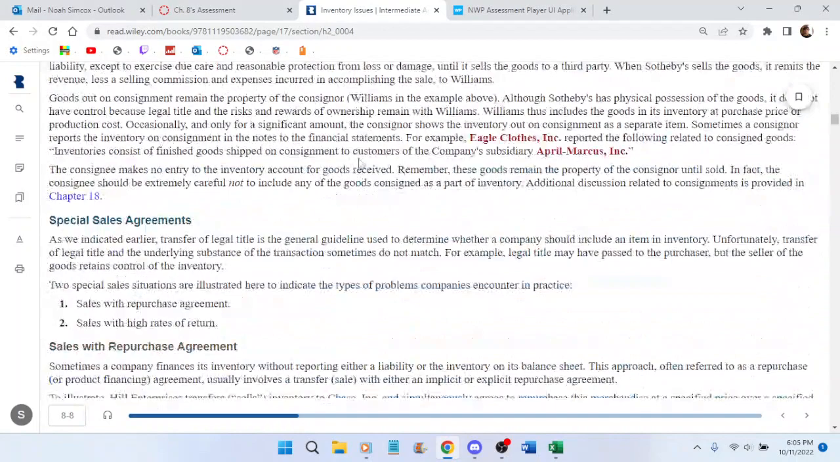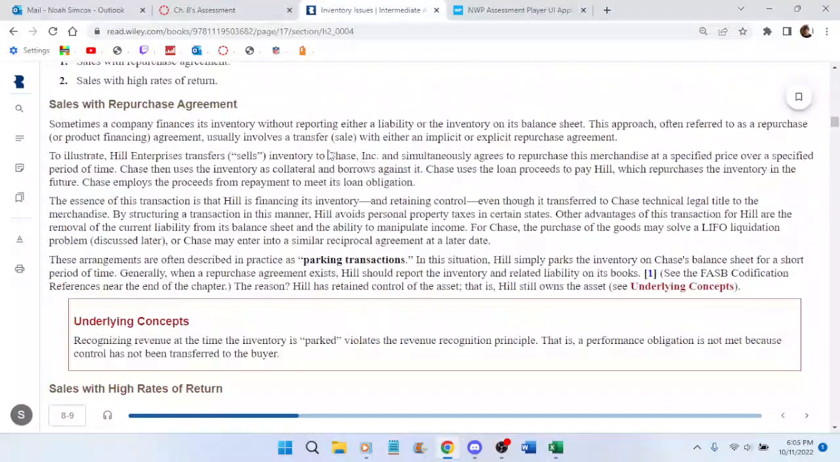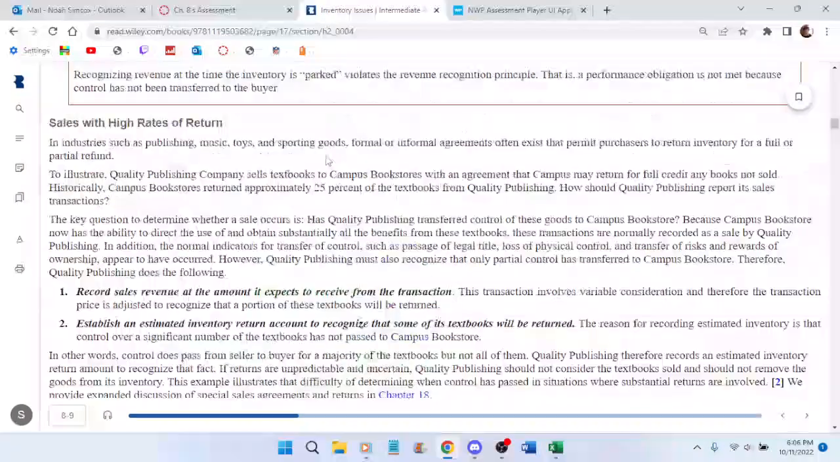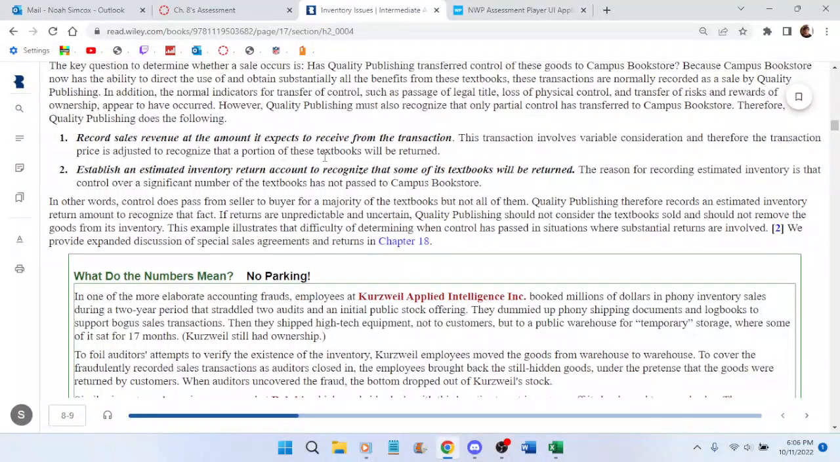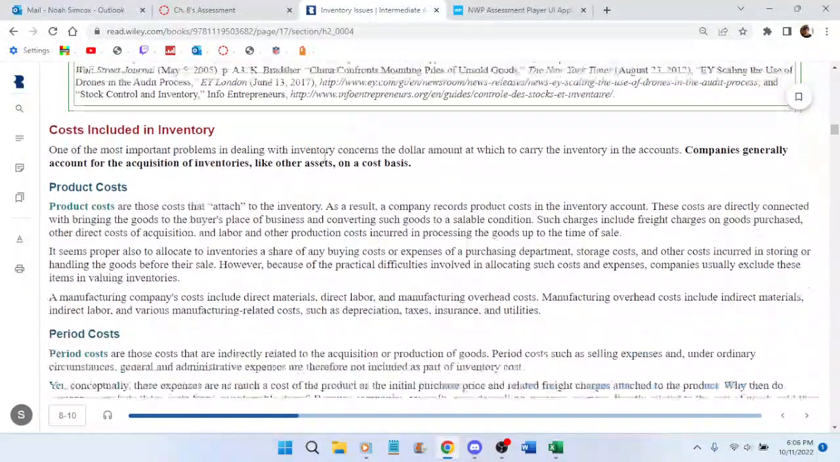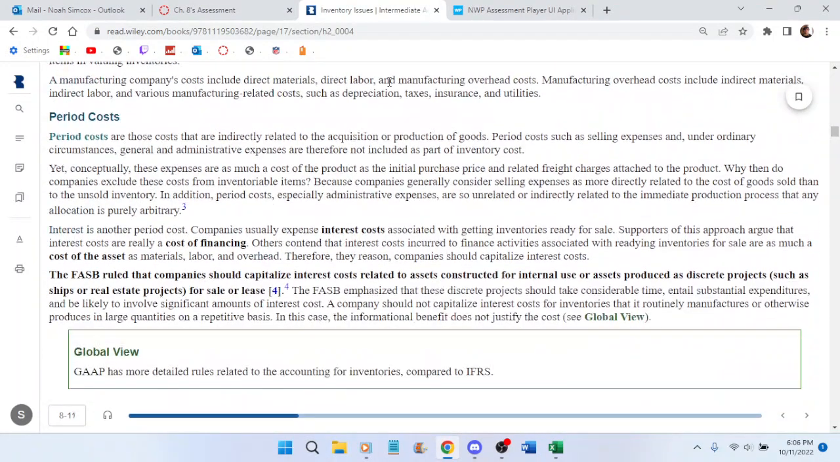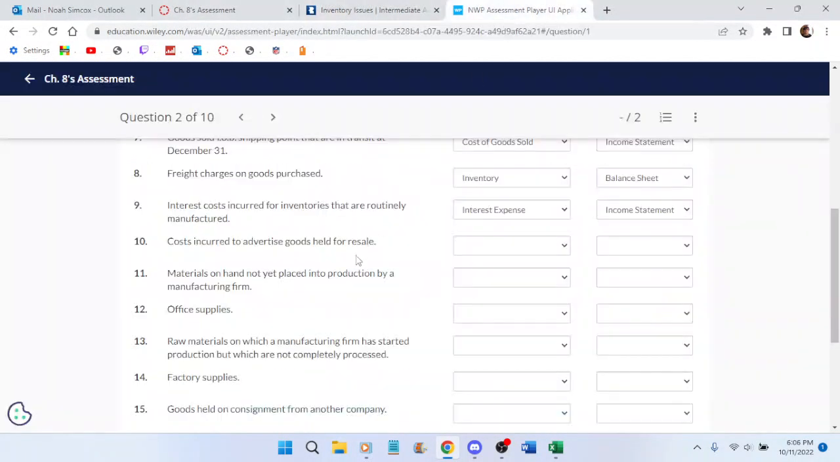Goods, special sales, agreement, sales with the word advertising is not even in the reading. How? Hello? I think period costs. They should. Where's the... Do they say it's not included as inventory costs, so advertising expense?